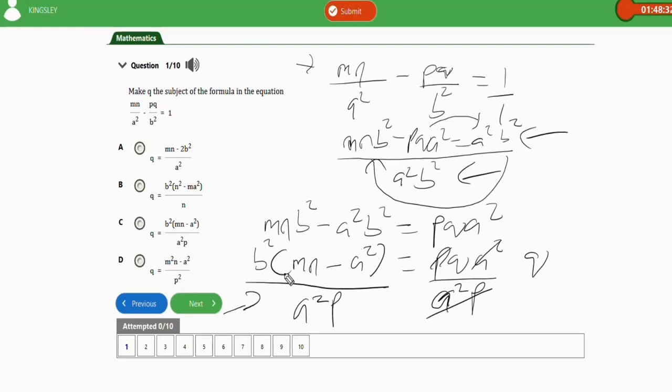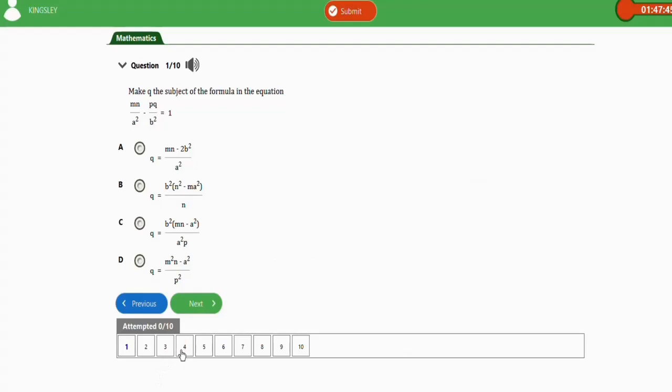So what is the correct option? The correct option is option C. Q equals b square in bracket mn minus a square over a square p. So that's the correct option. This question is as simple as this. So guys, let's wipe this and solve the next question. Very, very easy and interesting. So let's go to the next repeated question.